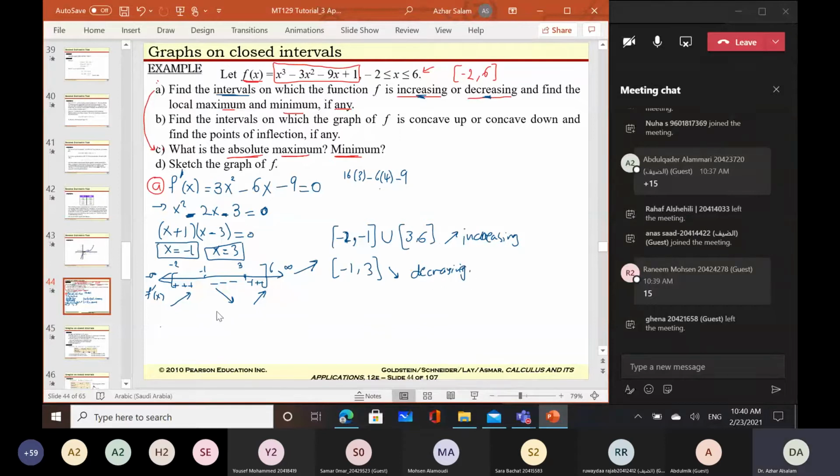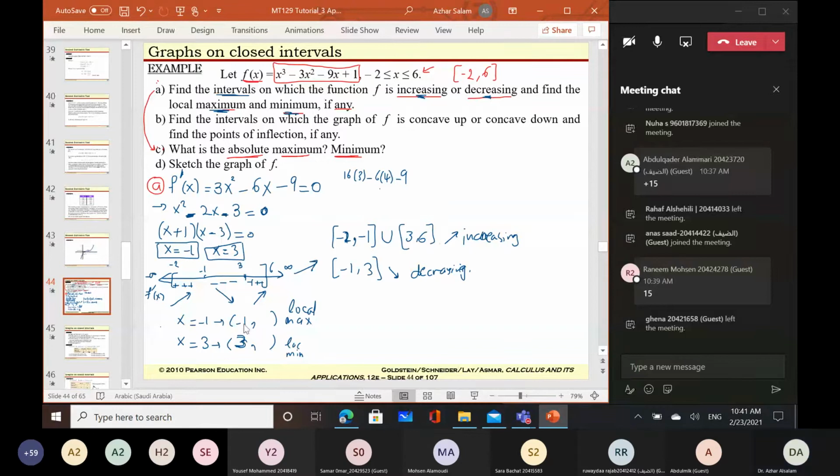Decreasing. Okay, now for the second part, which is maximum and minimum values. Since it changes here from increasing to decreasing, at x equals minus 1, we find the y coordinate is a maximum, a local maximum. I said local. Until now, it's local. At x equals 3, with its y coordinate, it will be a local minimum.